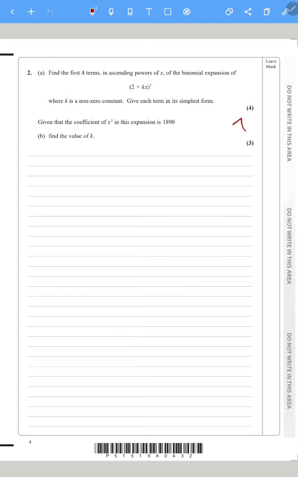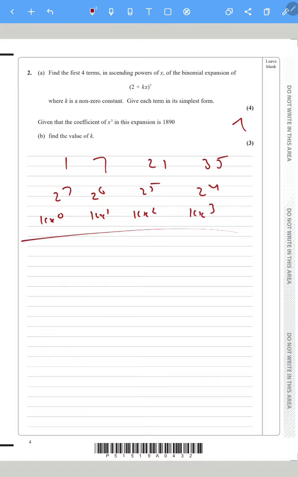5, 4, 3, okay, done, 1, 7, 21, 35, 2 to the 7, 2 to the 6, 2 to the 5, 2 to the 4, kx to the 0, kx to the 1, kx squared, kx cubed, 2 to the 7 is on my calculator, but I'm allowed that. 128 plus 7 times 2 to the 6, 448kx plus 21 times 2 to the 5 is 672k squared x squared. We don't count working out here, it's just if we get the answer, we get the answer. 560k cubed x cubed, okay? So I've done that bit.